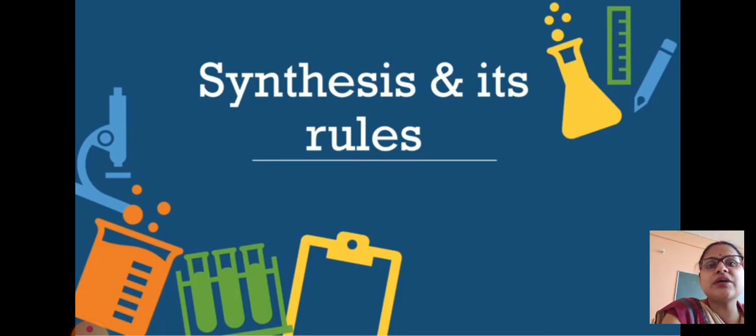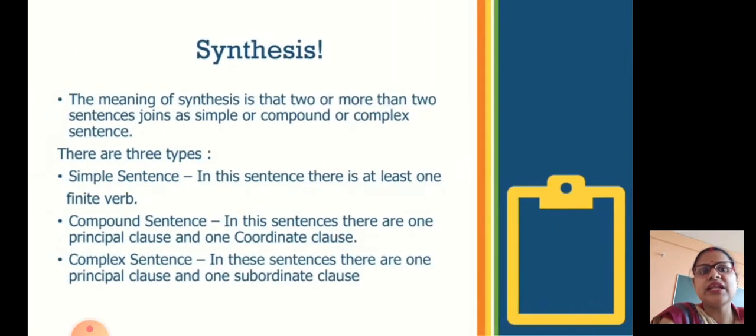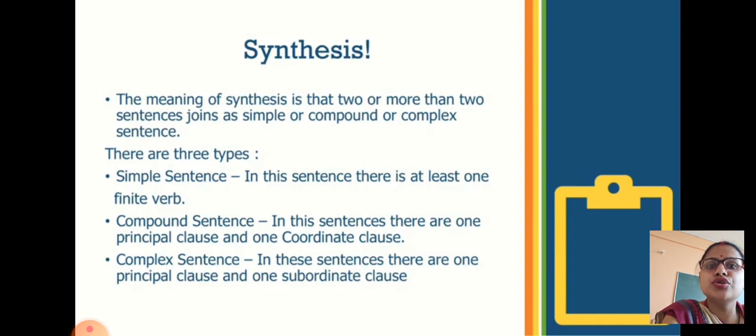In your book, this chapter is known as synthesis of sentences. This is actually all about your sentences. It can be in simple sentences, complex, compound, and some other rules are there. So let's learn this chapter with the help of some synthesis and its rules. First of all, you should know the meaning of synthesis. The meaning of synthesis is that two or more than two sentences are joined as simple or compound or complex sentences.